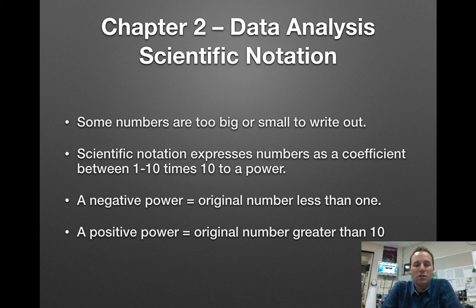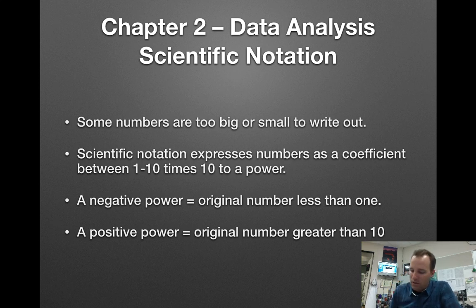Some numbers are too big or too small to write out. And in chemistry, we use this all the time because we're dealing with numbers of atoms, which are really, really, really big. You might have millions and millions and millions of atoms in a sample. Or you might be talking about a mass of some really small item, and the mass is so small that you have to use this thing called scientific notation to express that.